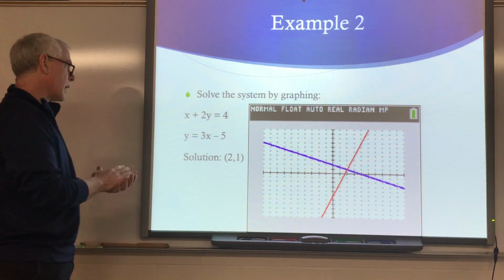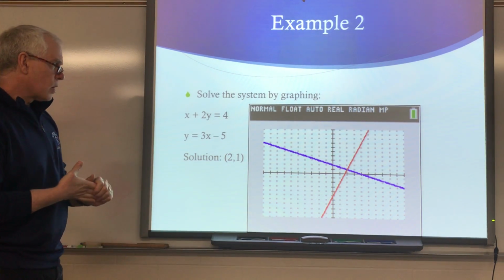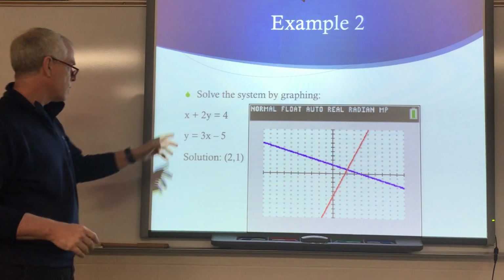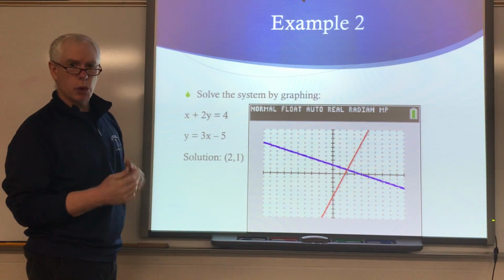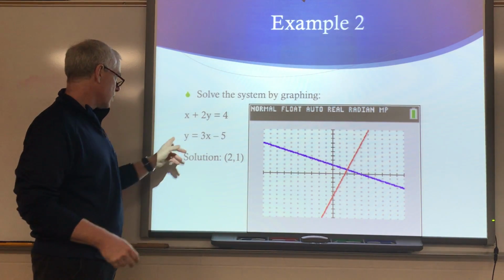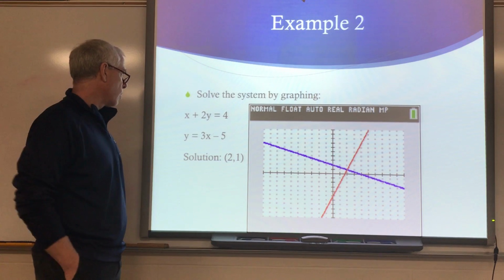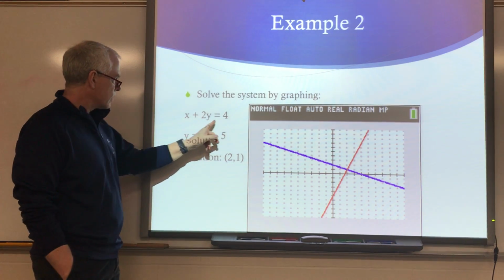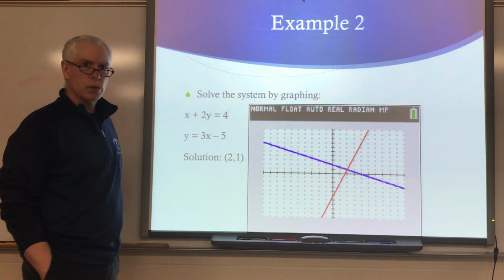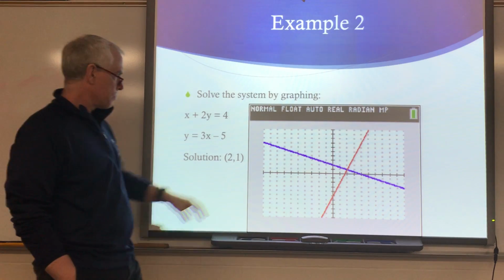Okay, solve the system by graphing. You've got to do a couple of things here, guys. One, you need to make sure that you solve for y so that you can put it into the y equals. The second one, y equals 3x minus 5, is already there for you. This one, you're going to have to subtract x, divide by 2, and put that into your y equals.